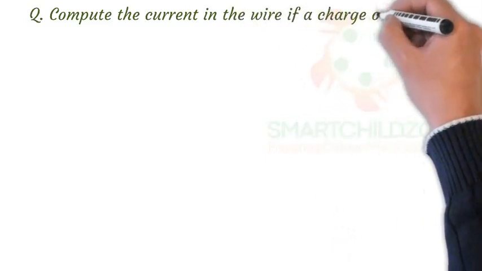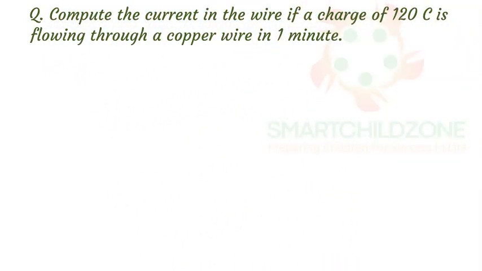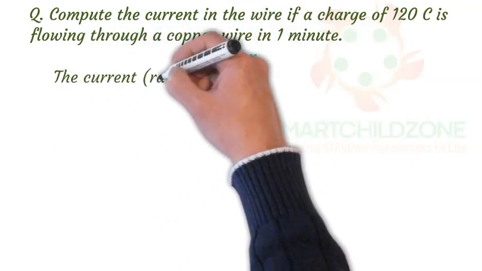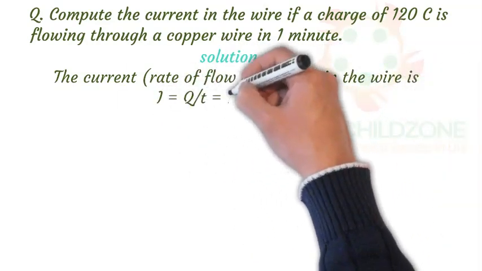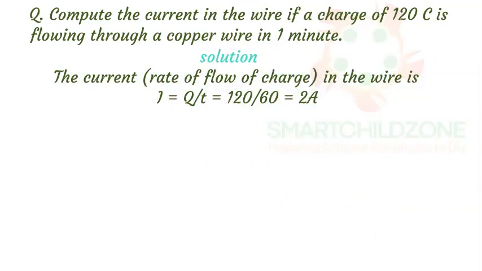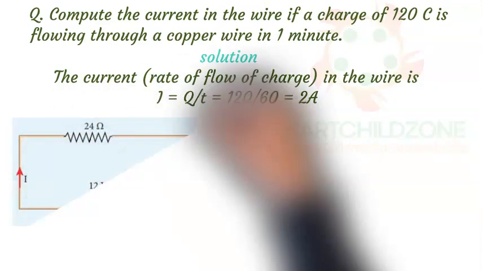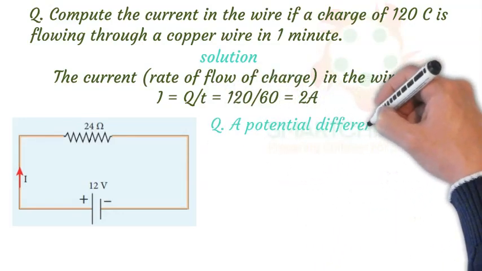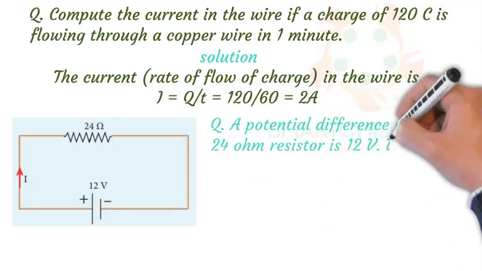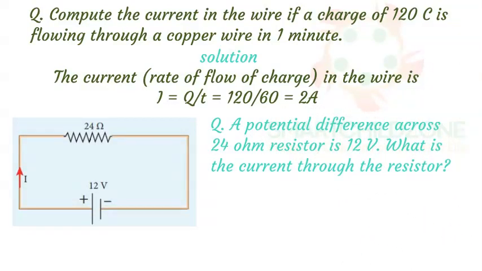Compute the current in the wire if a charge of 120 coulomb is flowing through a copper wire in 1 minute. A potential difference across 24 ohms resistor is 12 volts. What is the current through the resistor?